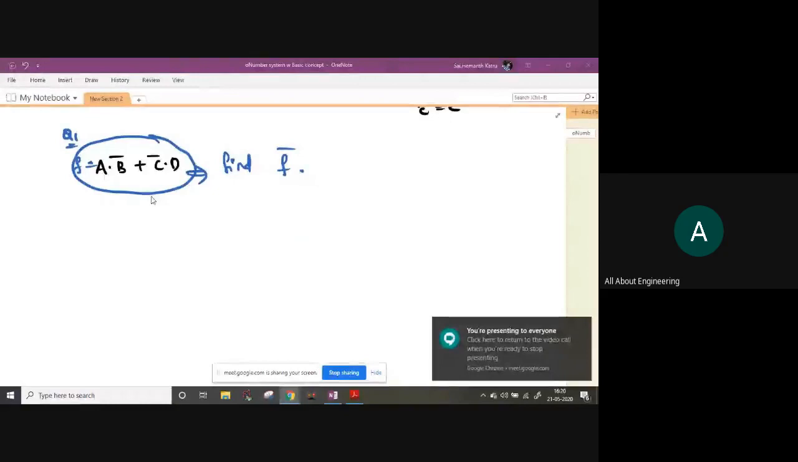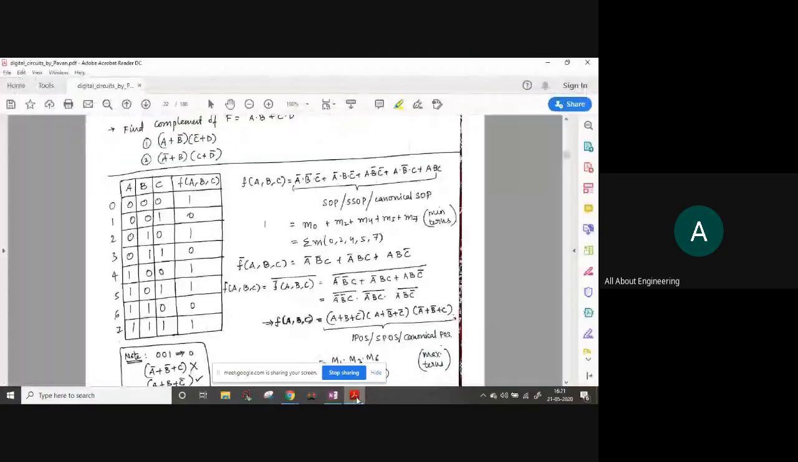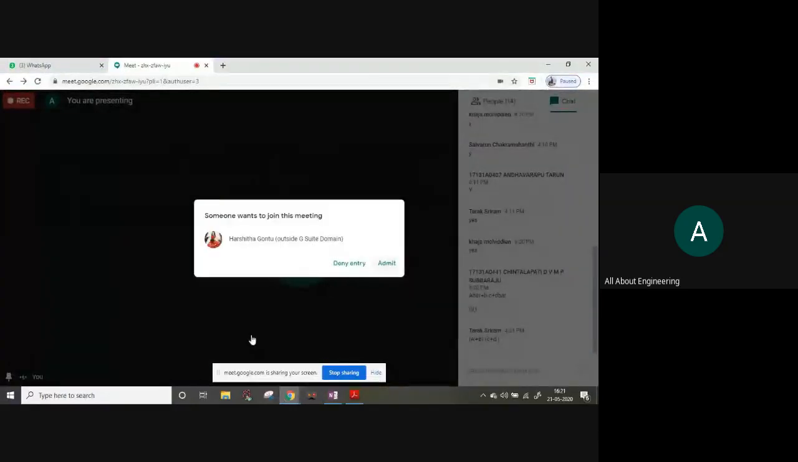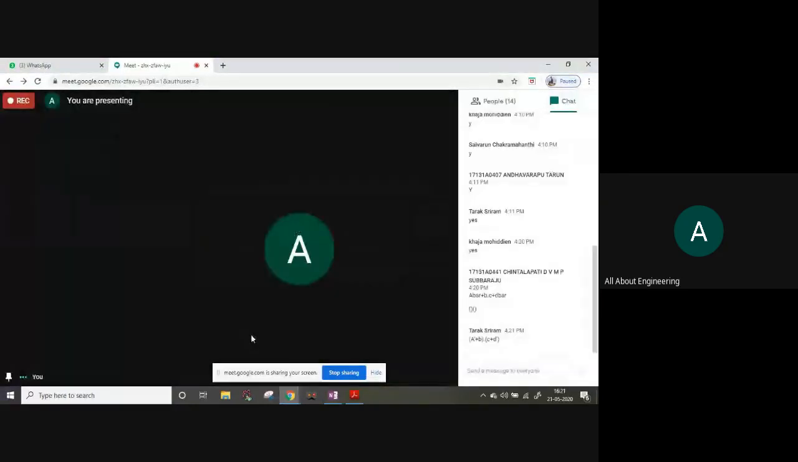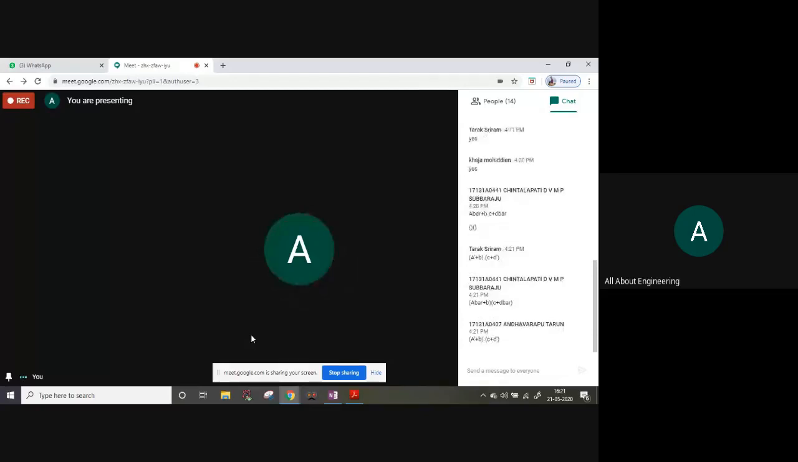Find, if f is given as a dot b bar plus c bar dot d, then find the complement of that function, f bar. The answer is A bar plus b and c plus d bar. Many answers are similar now, so I think that's the answer. I'm going to explain that anyway.